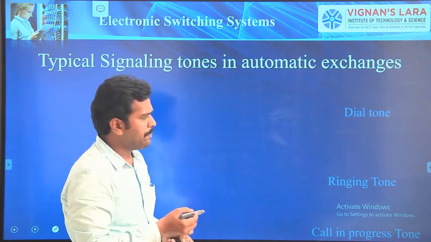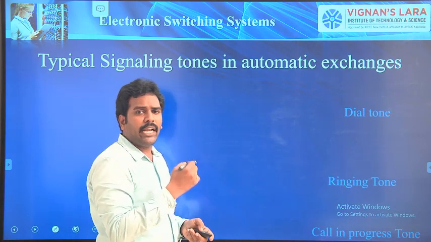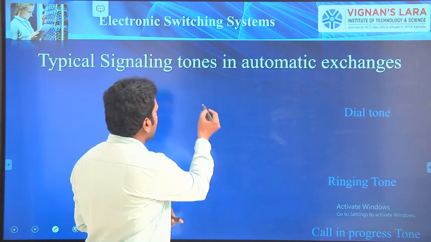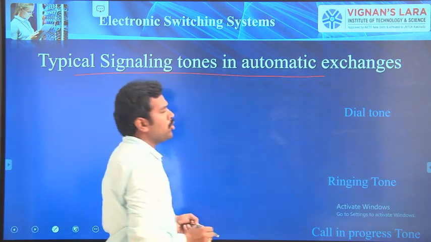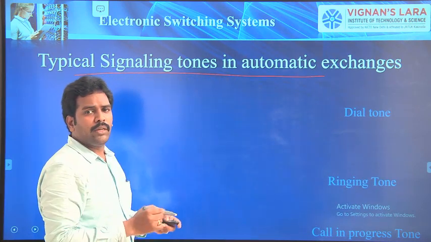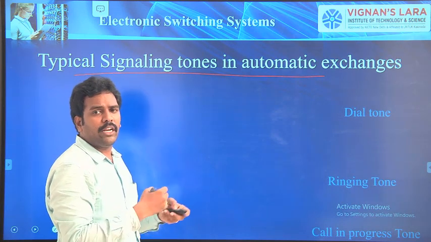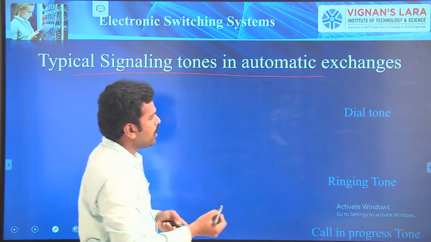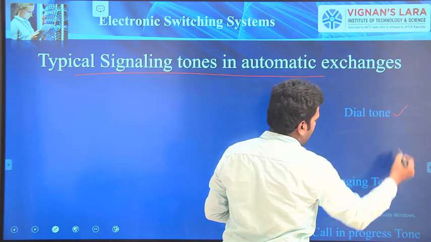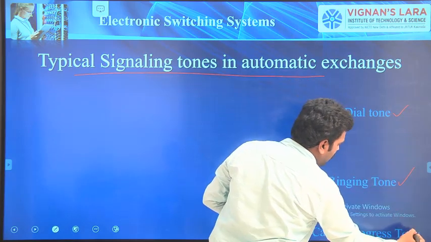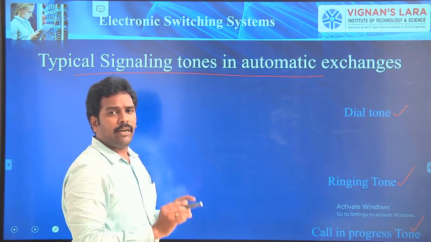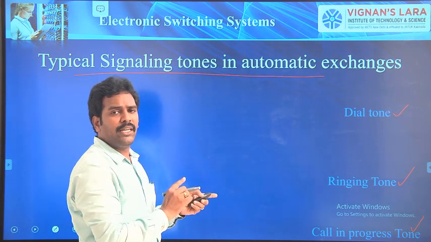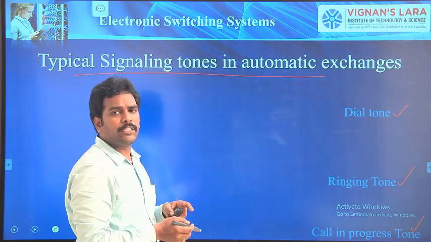And the next one is, okay, we are dialing some number, but we should know what the signaling tones are that are to be generated by an exchange to carry the information between the calling and called subscriber. Those are called dial tones, ring tones, and call in progress tones. These tones must be generated by the exchange and transmitted to the calling and called subscriber based upon the event.